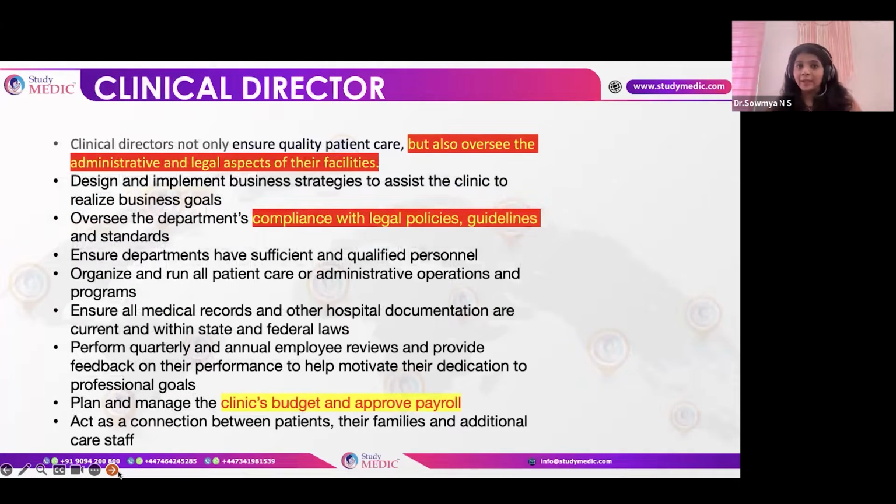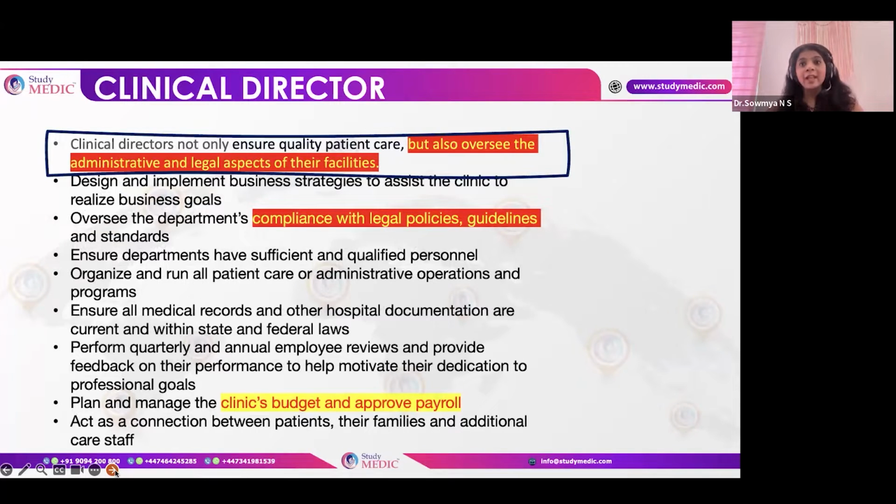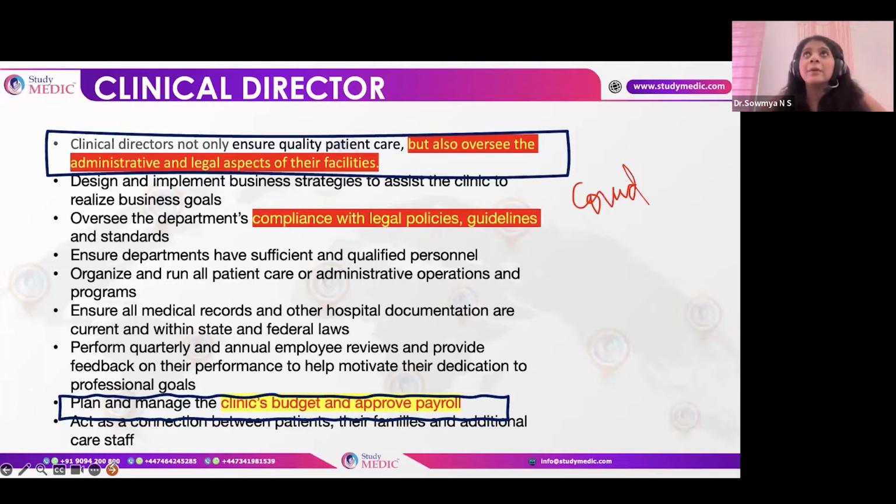When I come to the clinical director, what role does the clinical director have? The prime job of the clinical director is to take care of patient care, but also any legal and administrative aspects of the facilities. For example, if there is any epidemic or pandemic like COVID, how to arrange the units, how to work around, how the doctors and the workforce can be managed during that time, all those things would be taken care of by a clinical director. Obviously, they will also be making sure that the departments work in compliance with the policies, guidelines and standards. And they have a major say in clinical budgets and the payroll as well.